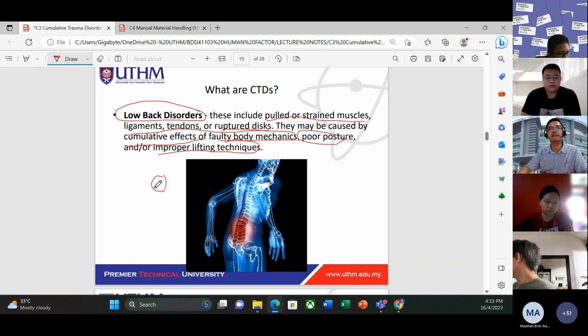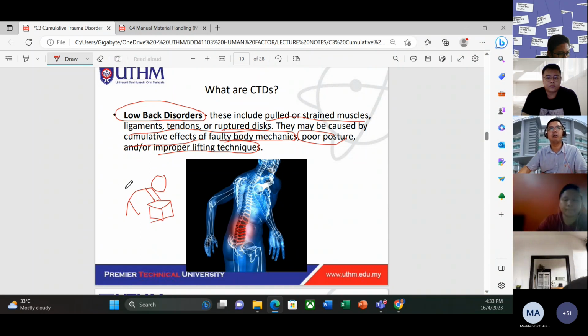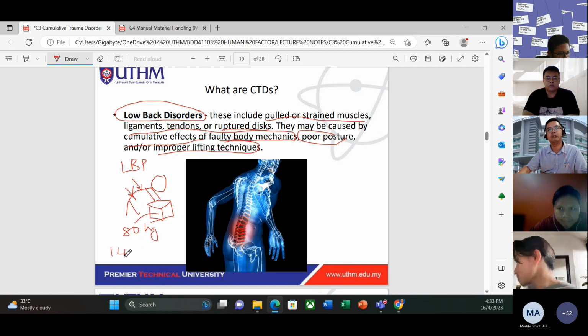For example, if you are lifting like this in a bending posture, it can suddenly cause lower back pain, LBP. Let's say this work is 80 kg. You repeat the same motion with awkward posture in a bending posture, let's say 145 times bending per day. So it can cause lower back pain.